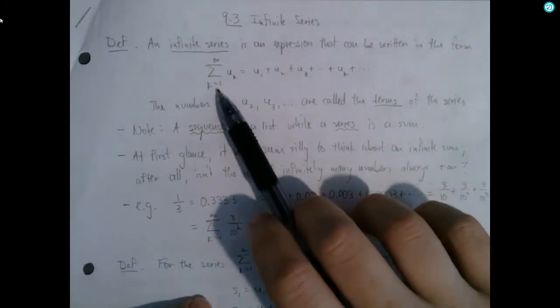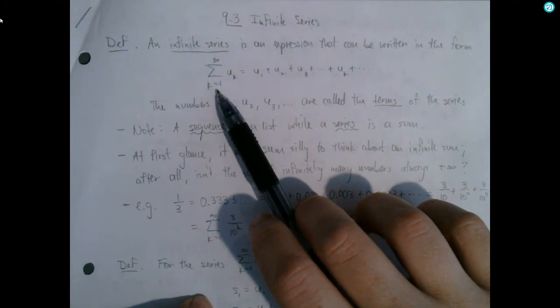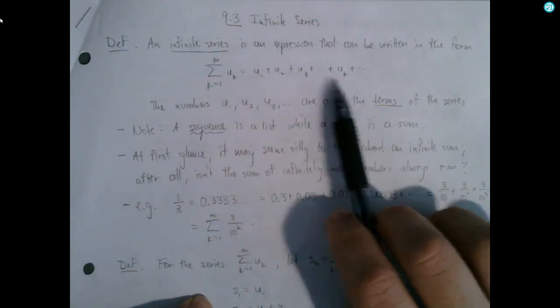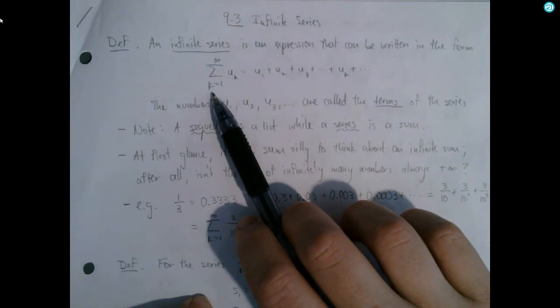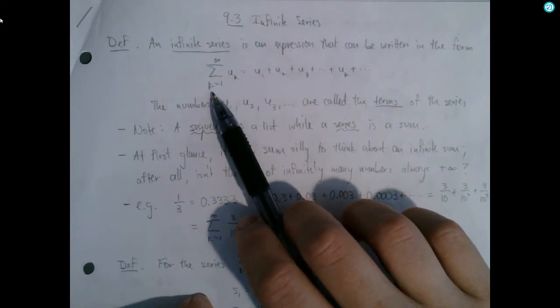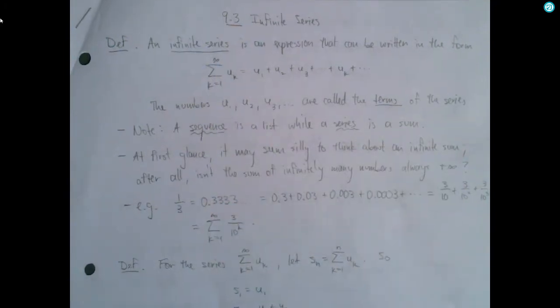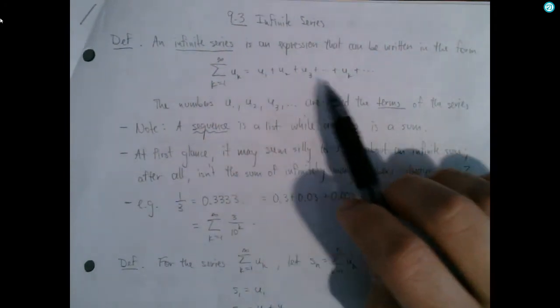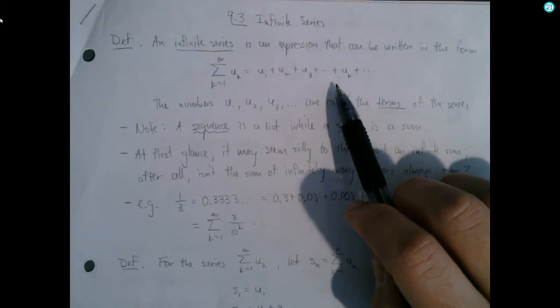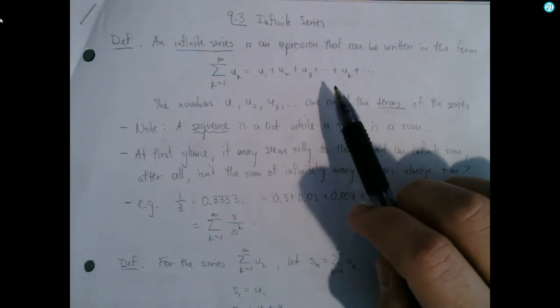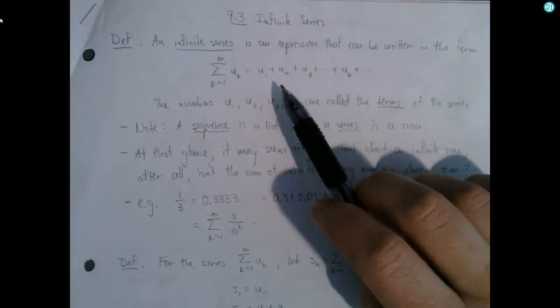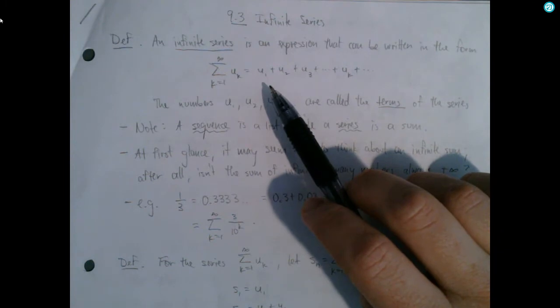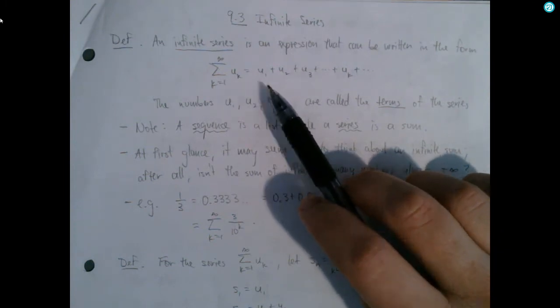Another thing that may seem kind of silly at first glance is that, well, if you're adding up infinitely many numbers, aren't you just going to get infinity every single time? And the answer is no. Oftentimes, yes, the sum of an infinite number of numbers is just infinity. But sometimes it bounces around and does weird things, and sometimes it converges to a finite sum.